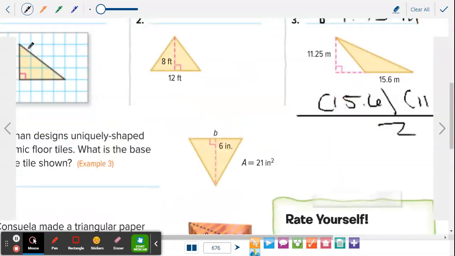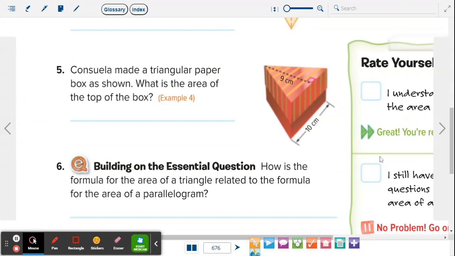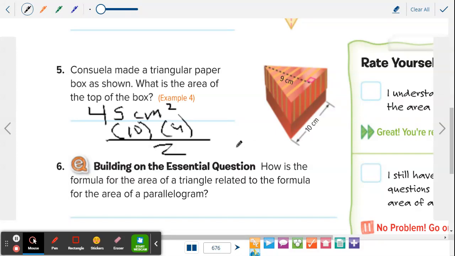So down here, we are going to do number 4. Actually, number 5. I lied. Number 5. Consuela made a triangular paper box as shown. What is the area of the top of the box? Okay, so what would be the base of the box? 10. What's the height? So we do 10 times 9 divided by 2. 45. What's our label? Centimeters squared. That's it. Okay, rectangles, parallelograms, triangles. Very, very easy stuff.